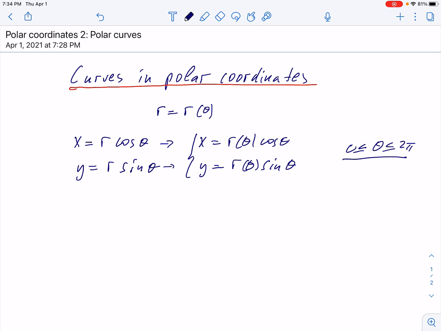So from polar curves we can go to parametric curves right away. Nevertheless, it's good to learn how to work with polar curves directly, and sometimes we also want to convert to Cartesian coordinates. Here are examples.